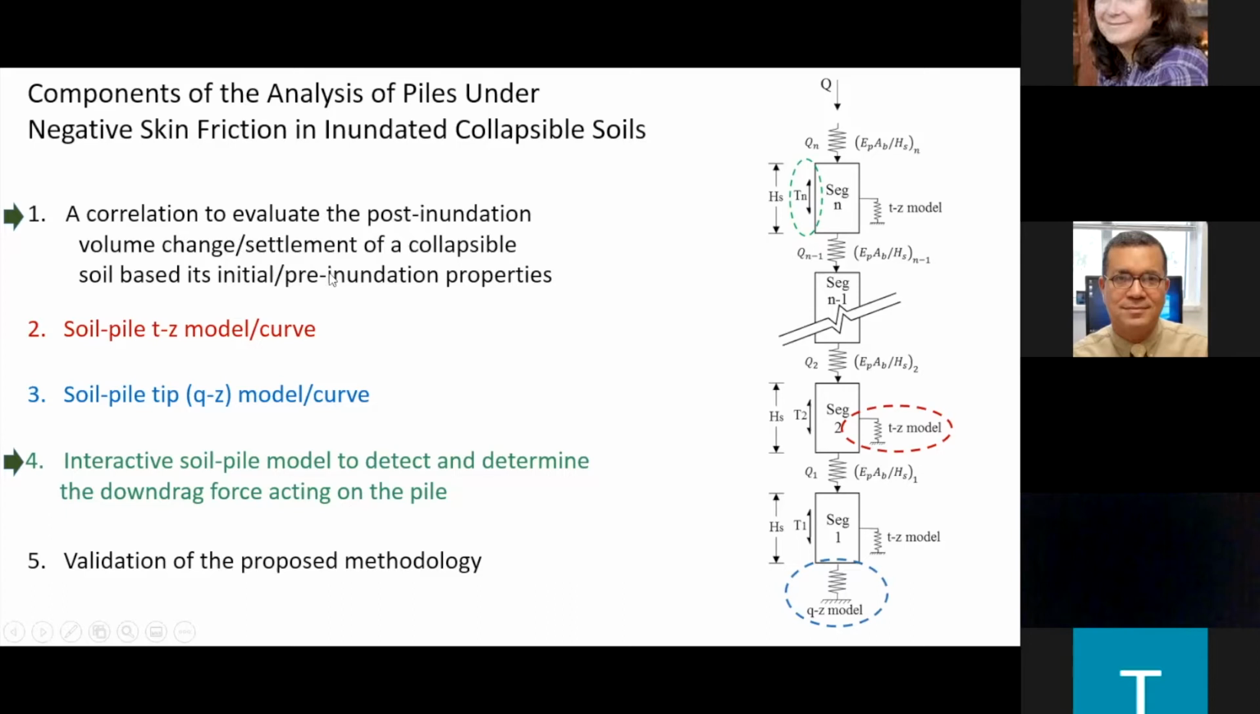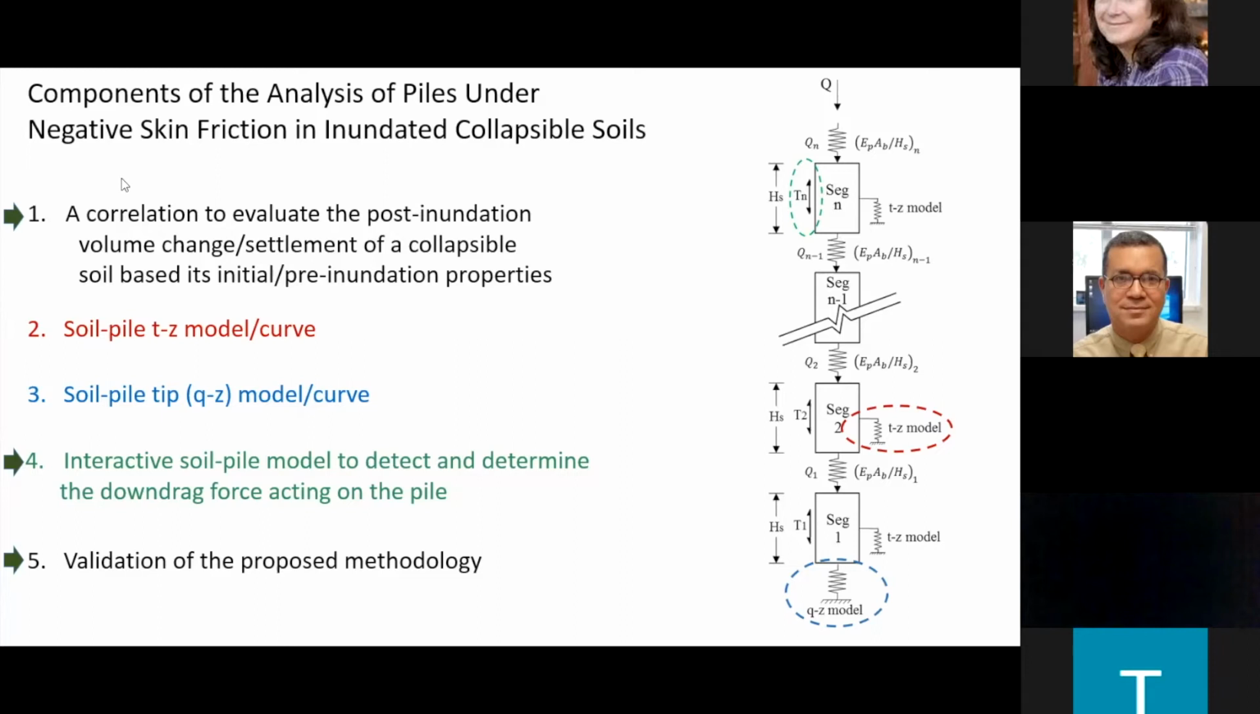The second one that we are doing here is to establish a model for soil pile interaction to detect and determine the downdrag force on the pile. And the third one that we are going to do is the validation. The other two, we finished them years ago, a long time ago. It was part of our research on how to analyze and develop a TZ curve or get a QZ curve. This I'm going to show you in just a moment.